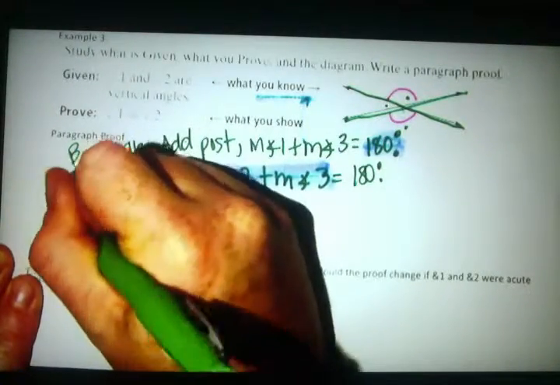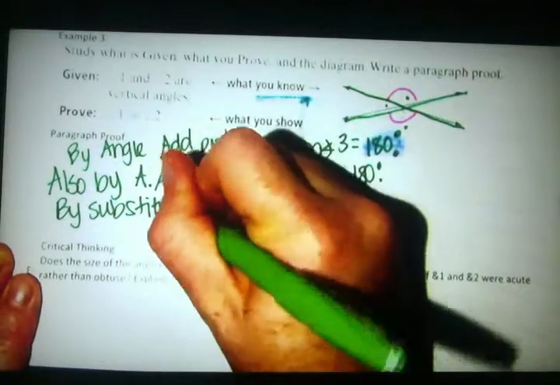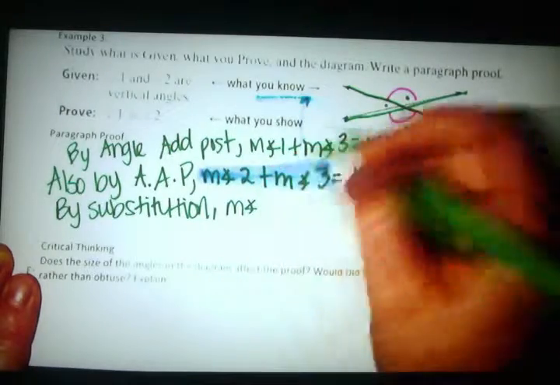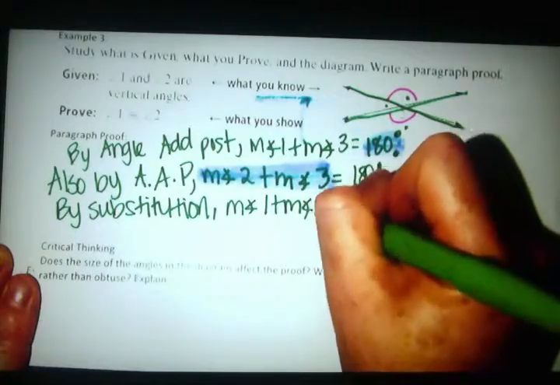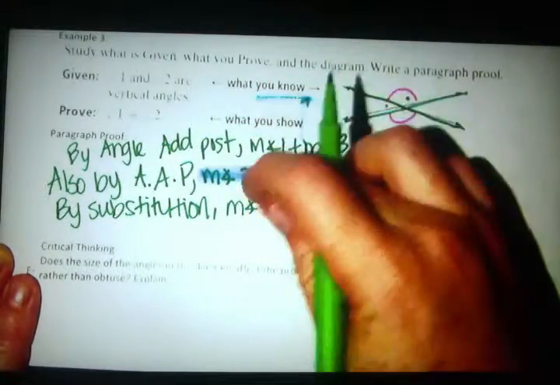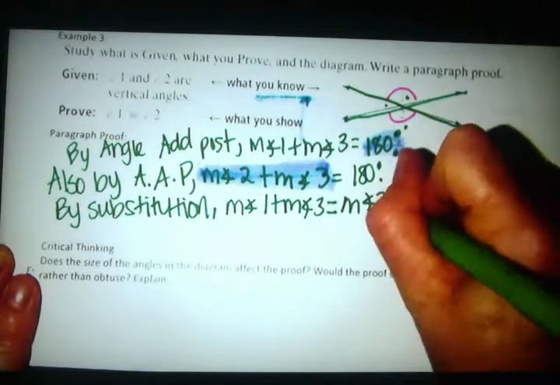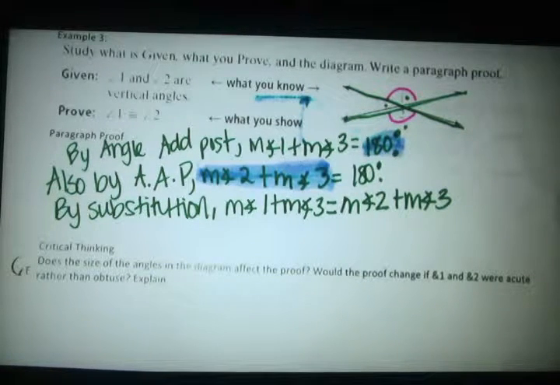By substitution, the measure of angle 1 plus the measure of angle 3 equals, now let's write what we substitute, the measure of angle 2, I'm writing in purple, plus the measure of angle 3. So we just switch them out because they're equal, right? Okay, cool. So, what are we going to do next?